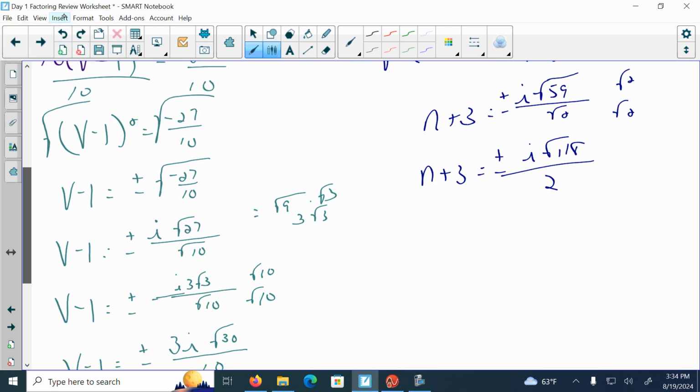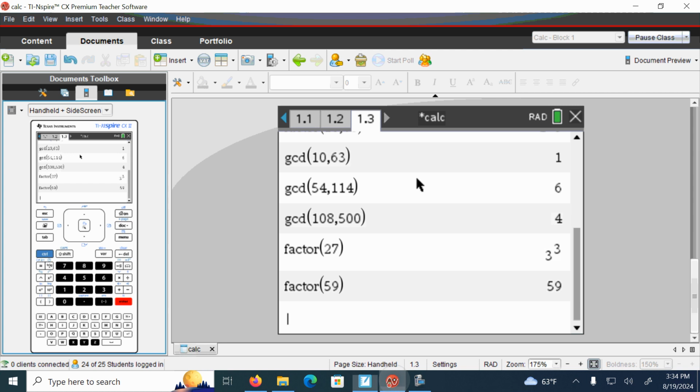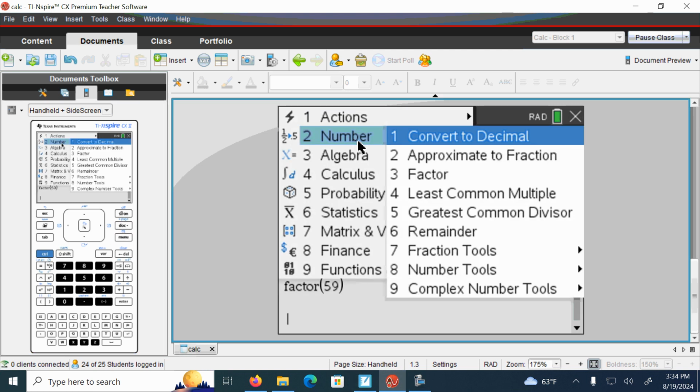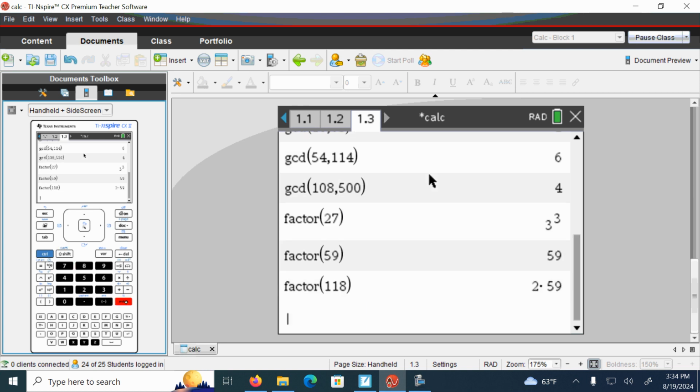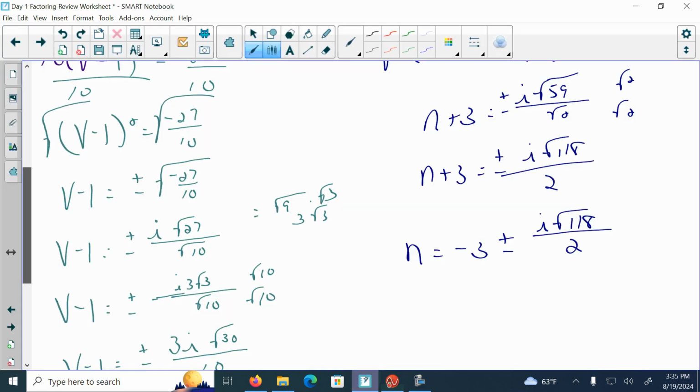Okay, so the last thing I'm going to do is subtract 3 from both sides. So I'm going to say n is equal to negative 3 plus or minus i times the square root of 118 over 2. And did I check 118? I did not, but I know there's no factors. But let's just double check. Factor 118, making sure that there's not a perfect square in there.